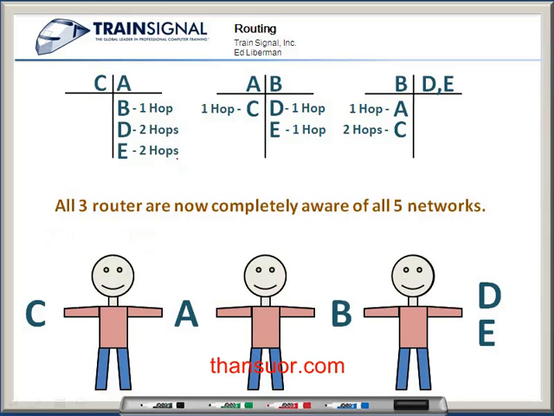And now all 3 routers are completely aware of all 5 networks, right? If we look at any one of these 3 routers' routing tables, we'll see the letters A, B, C, D, and E. Okay, in other words, there'll either be a network that router is specifically connected to, which would be these entries up here, or we'll know exactly where to send packets off to and what network it needs to be sent out onto to get there.